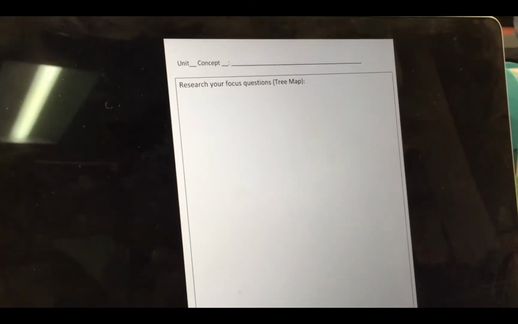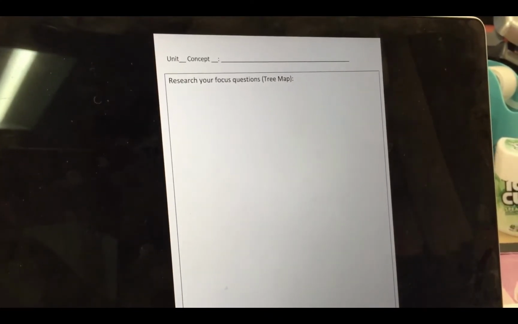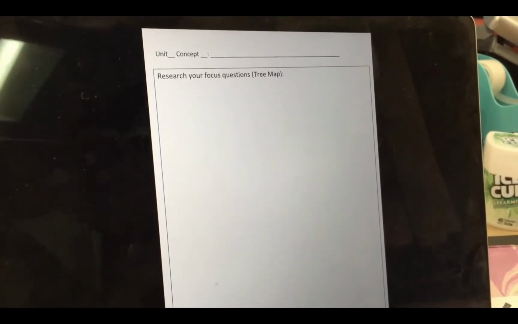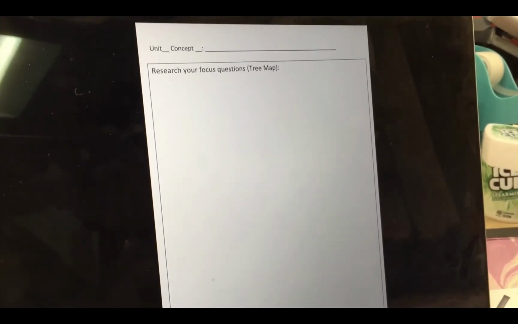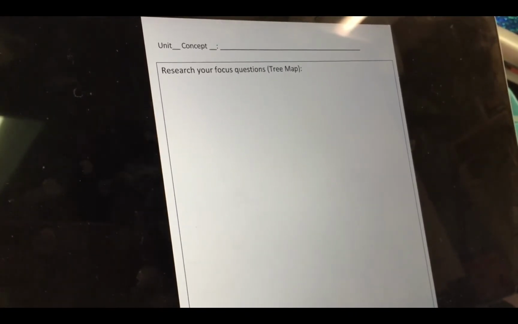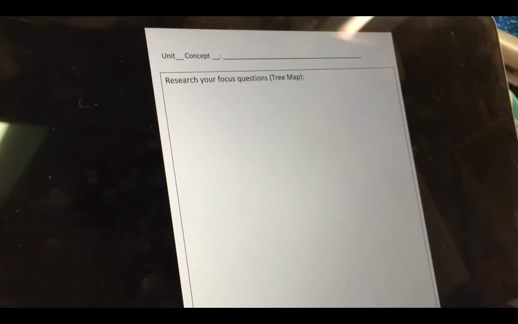The first thing you would do is find the unit and then the concept, and then you would go to the Discovery textbook, and it depends on how many questions you have. You'd start your tree map and write down on it the focus questions you want to focus on, and then go through the passage, find the main stuff you need, and write it down under that focus question.